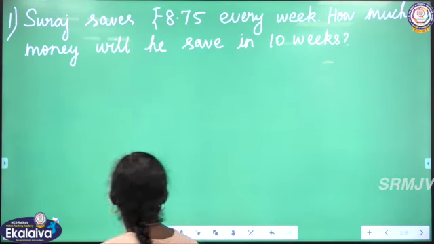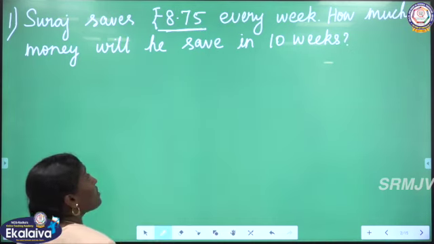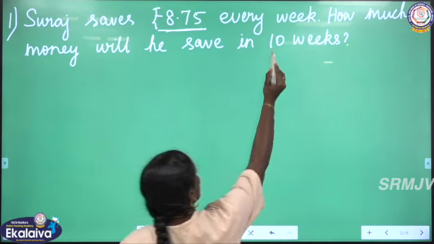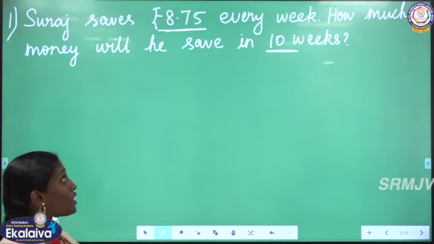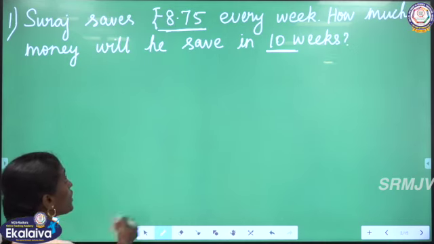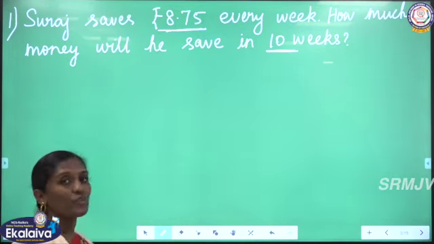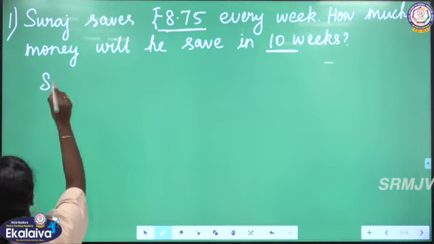Suraj saves rupees 8.75, 8 rupees 75 paise, every week. How much money will he save in 10 weeks? Here he saves 8 rupees 75 paise in 1 week. Now we are going to find out the money he saves in 10 weeks. For that we have to use multiplication. Okay, let us start the solution.